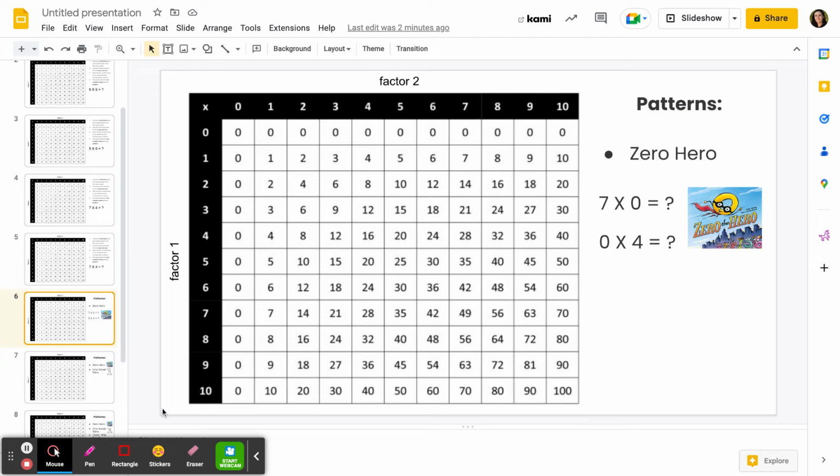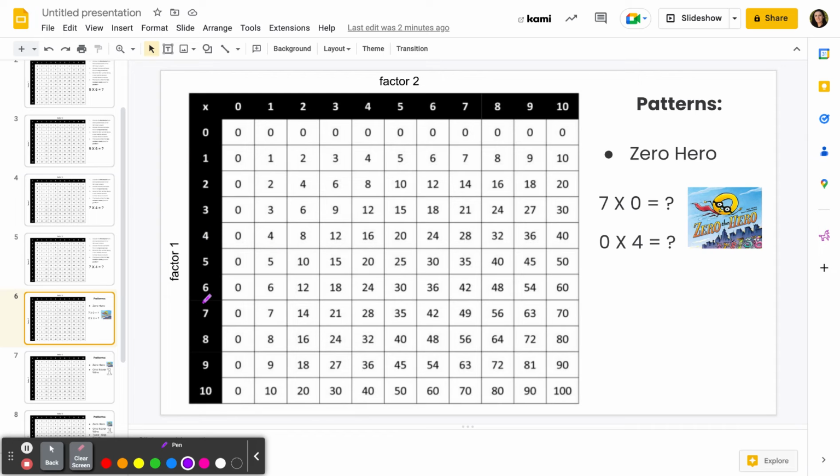Let's work together to notice some patterns here. This week, we're going to learn about multiplying by 0 and multiplying by 1. We'll also learn about multiplying by 10. And we've already learned about multiplying by 2 and 5. Let me show you a pattern for 0. What happens when we multiply by 0?